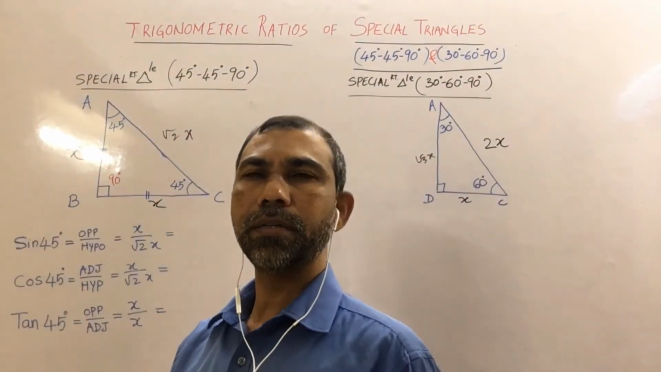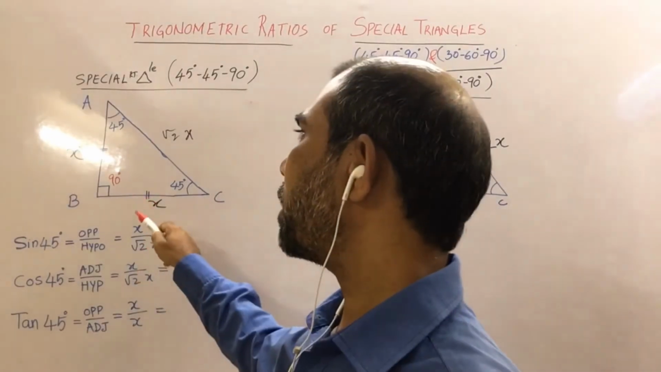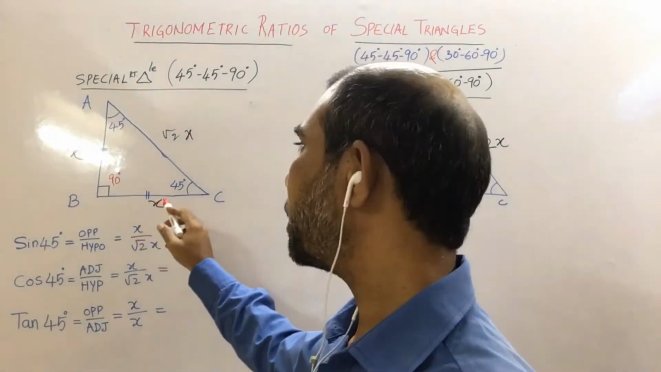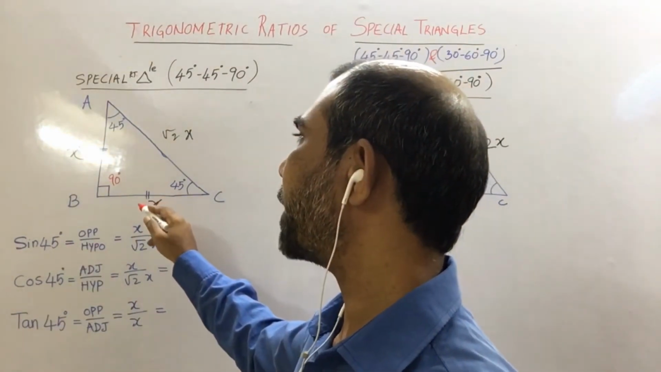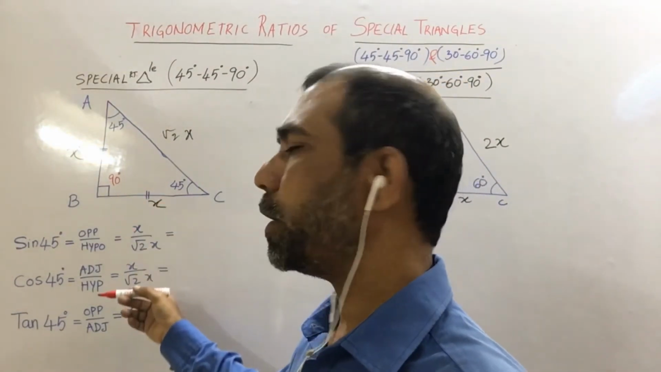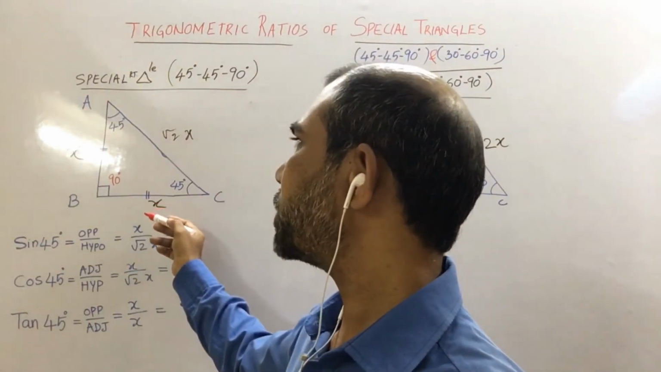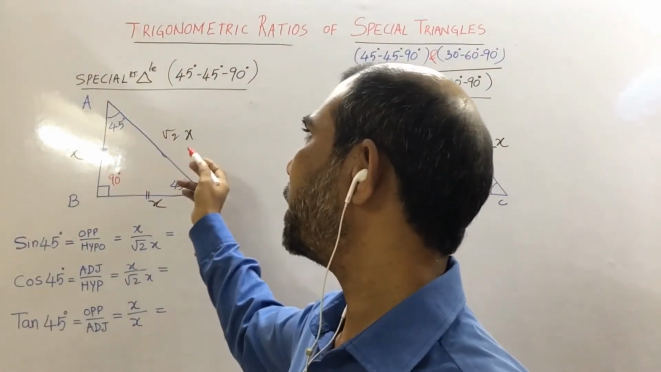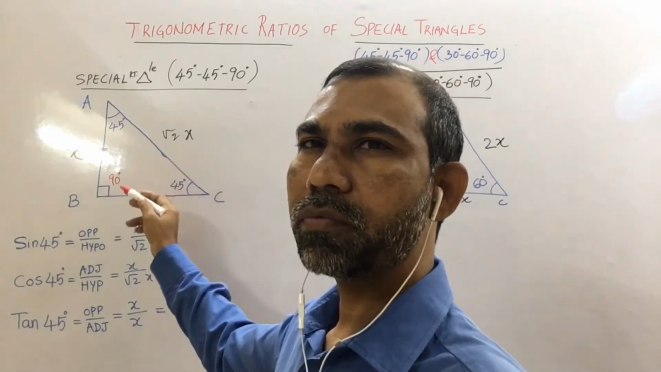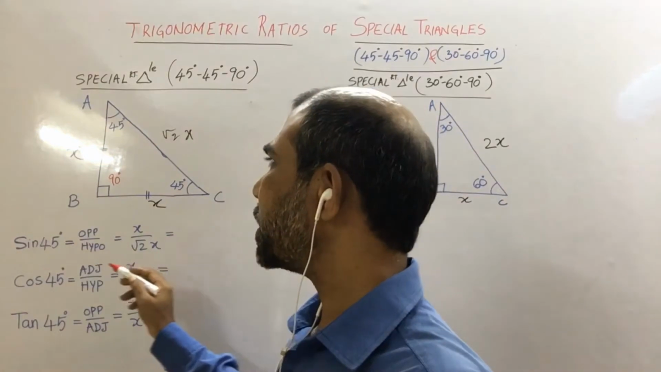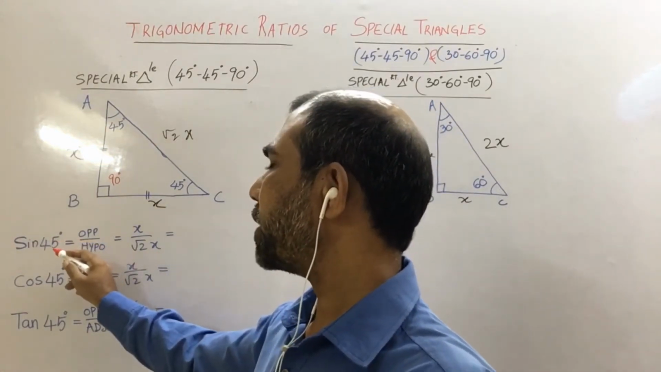Once you get all the values of a right triangle, the measures of the sides of a right triangle, you can find any trigonometric value. For example, we know the opposite side, adjacent side and hypotenuse of this right triangle. Let us see the value of sine 45 degrees.